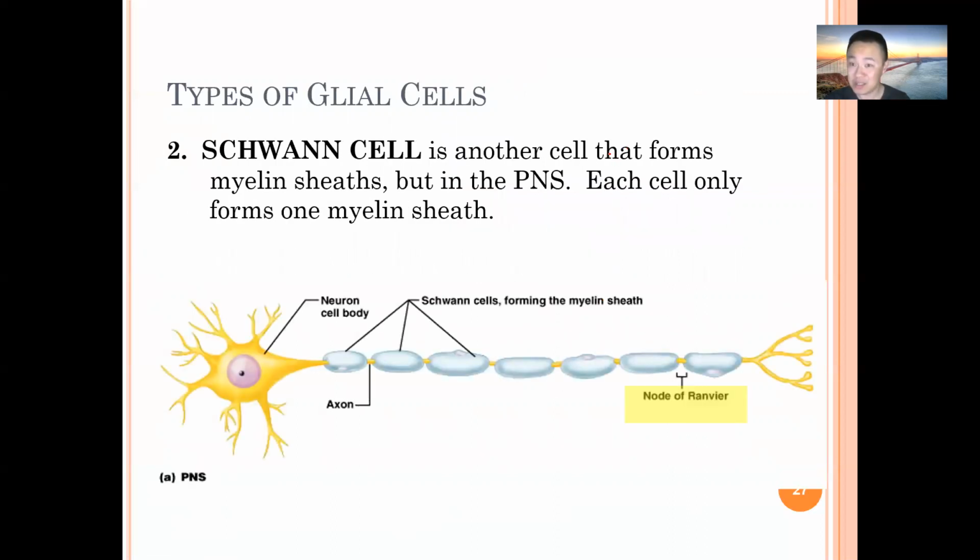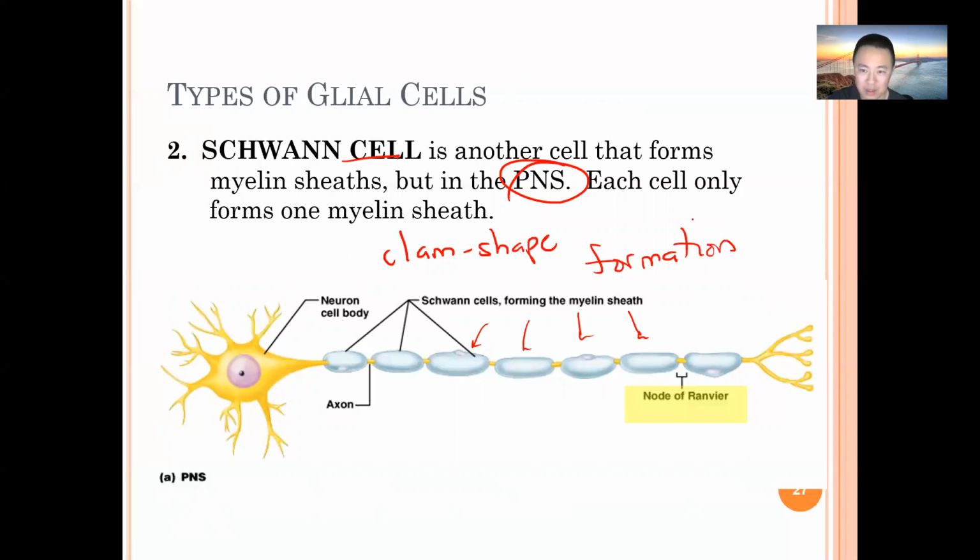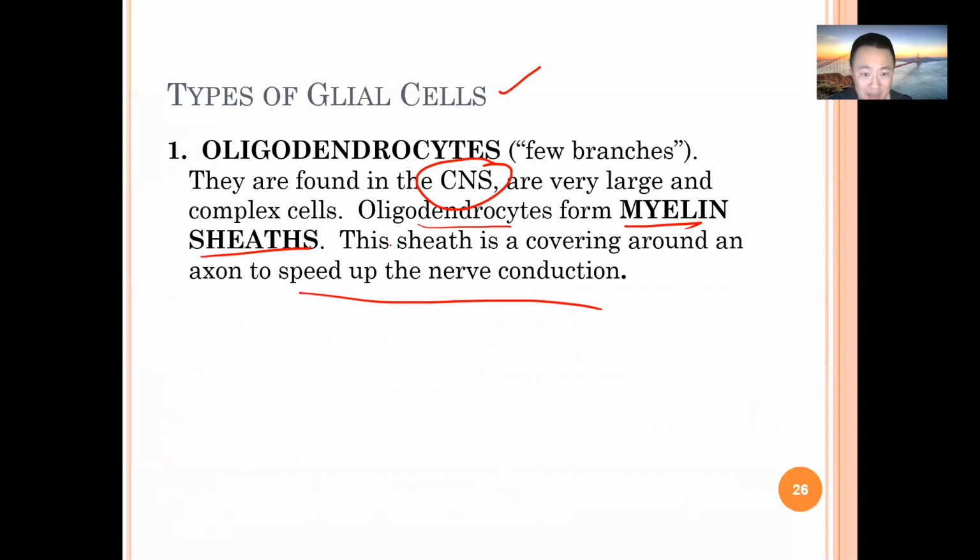Now, outside of the central nervous system, that myelin sheath has another name. It's called a Schwann cell. Okay, and each Schwann cell only forms one myelin sheath. You can see here, and they form in the clam shape. Clam shape formation. Okay, the myelin sheath in the central nervous system is more like a candy cane, a spiral formation.